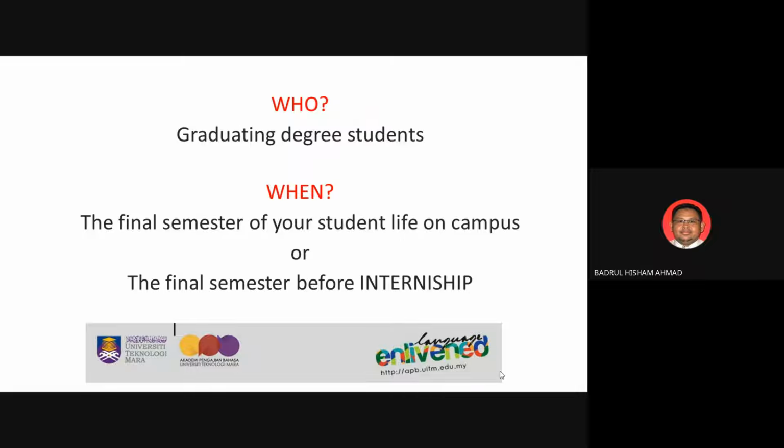However, for some students, you have to go for internship. So instead of taking it in your final semester, you take it the semester before your internship, the final semester on campus before your internship. The reason is we want you to have convenient access to the test, because if you missed out registering for the course while you are on campus, you might have problems commuting to the campus to sit for the test during your internship.